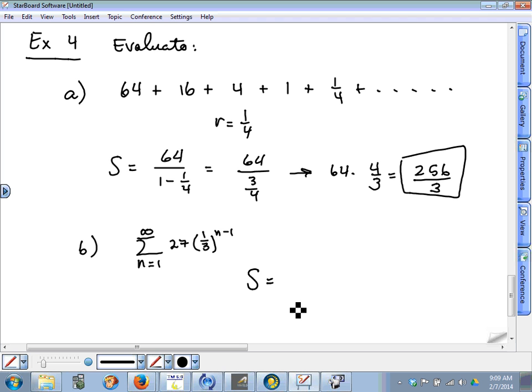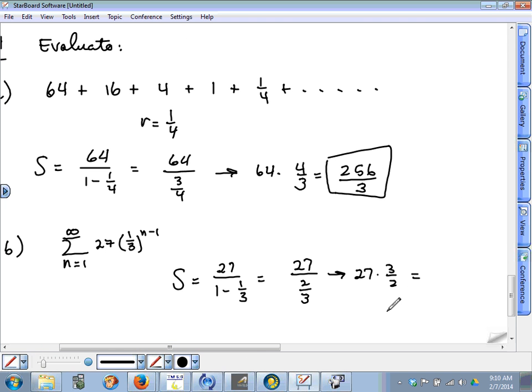Okay, so the infinite sum formula would be S equals, because in this type of formula, this is the first term, over 1 minus the common ratio of 1/3, which is 27 divided by 2/3, 27 times 3/2, which is 81/2. So that sequence would all add, and the sum would approach 81/2. It would never actually reach 81/2. It would approach 81/2 and get as close to 81/2 as anything can get. So it converges to 81/2. That's the infinite sum.